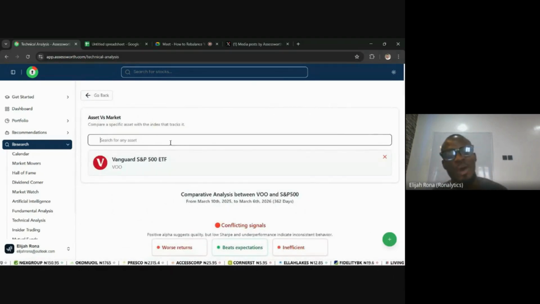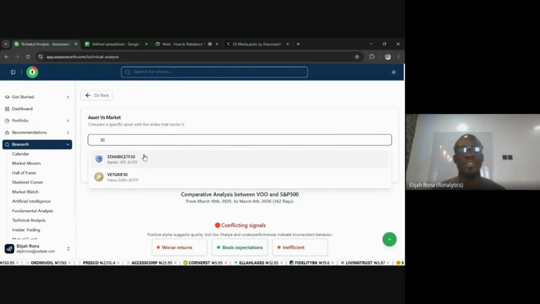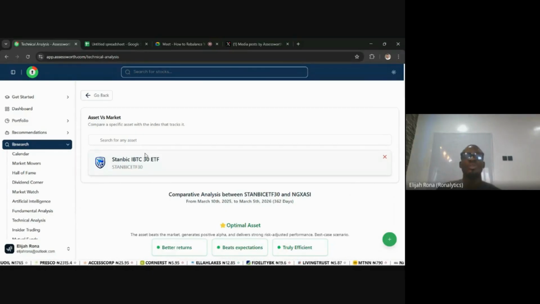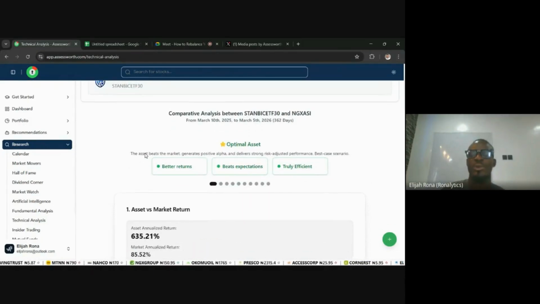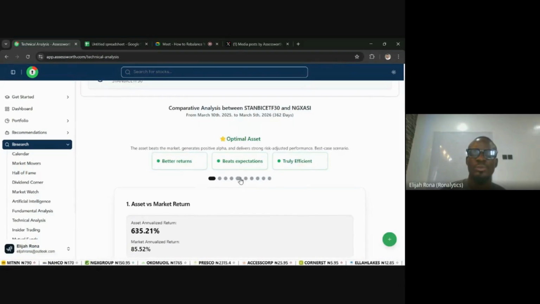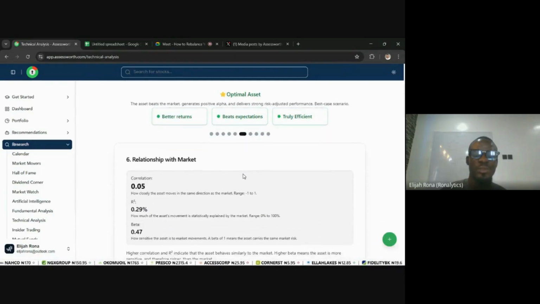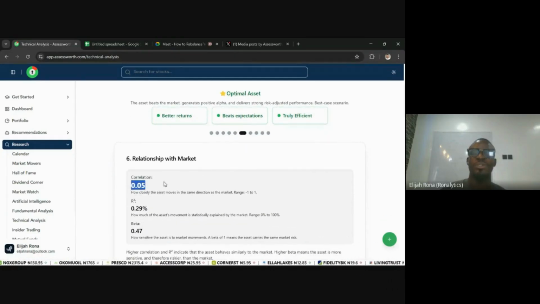Now let's do that for our own Nigerian ETFs. So let's start with Stanbic ETF 30. This ETF tracks the 30 largest companies in the market, and this NGX 30 is very, very similar to the NGX All Share Index. So even if we do not expect a correlation of 1, we want something that is similar to 1, not similar to 0. When we do this, look at the correlation, very, very close to 0.